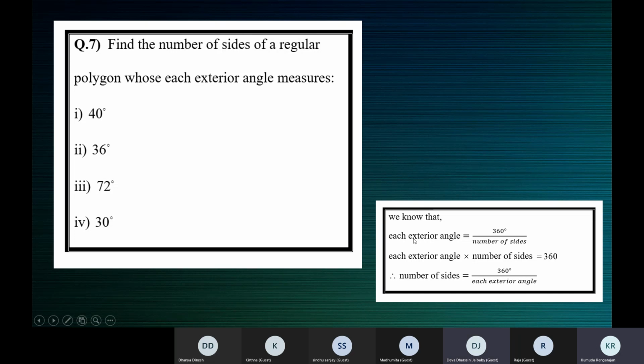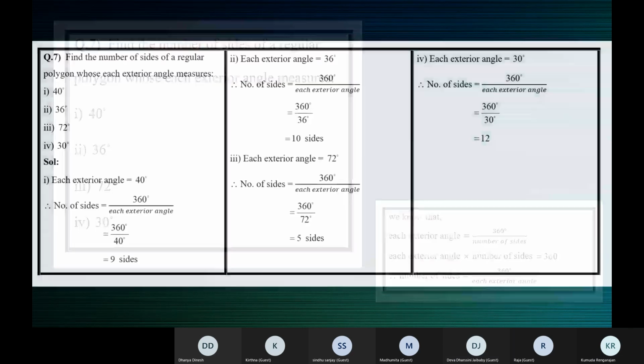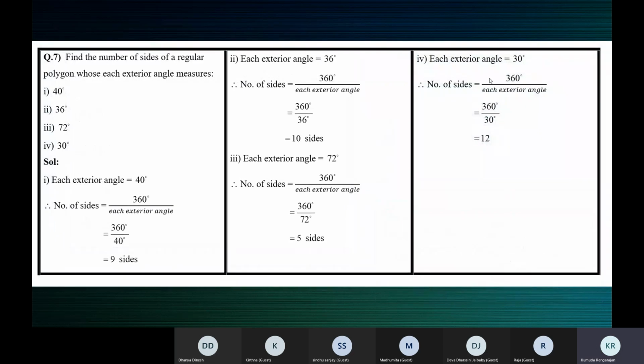Ma'am, number of sides means what, ma'am? How many sides we are having, or measurement of the sides? Number of sides, like 3 sides, 4 sides, 5 sides. Okay, ma'am. Using that, you can work this. All these we have to write in a tuition note, ma'am. Perfect. Yes.